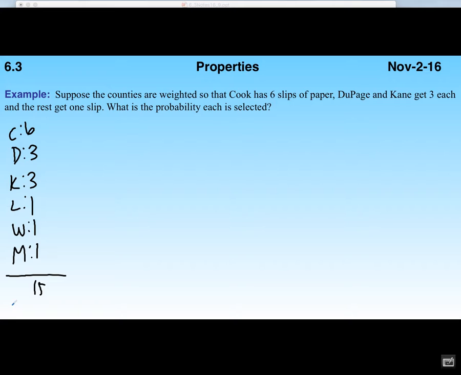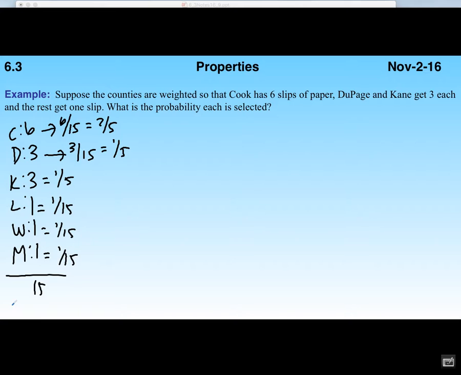Okay, so the probability of Cook: 6 slips out of 15, so 6 out of 15 is 2/5. DuPage has 3 out of 15, which simplifies to 1/5. Kane is the same, 1/5. And then Lake is 1 out of 15. Will is 1 out of 15. McHenry is 1 out of 15. How can I check my answer to see that this makes sense? Add them all up. What should they all add up to? 1. I'm going to tell you they add up to 1. Okay, we got one more thing to do.